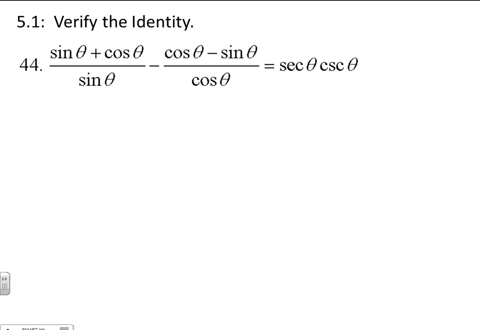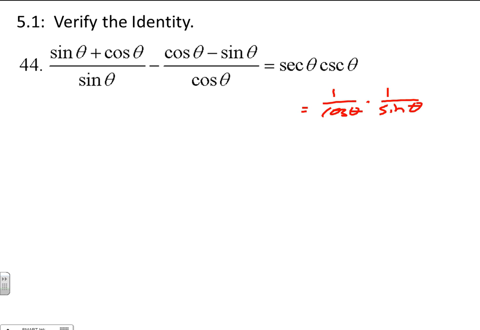Let's continue on. Here I've got on the left a bunch of sines and cosines. On the right, not sines and cosines. So I'm going to take this right side and make that sines and cosines: secant is 1 on cosine of theta, and cosecant is 1 on sine of theta. And on the left side, I'm going to smash that into a single fraction.